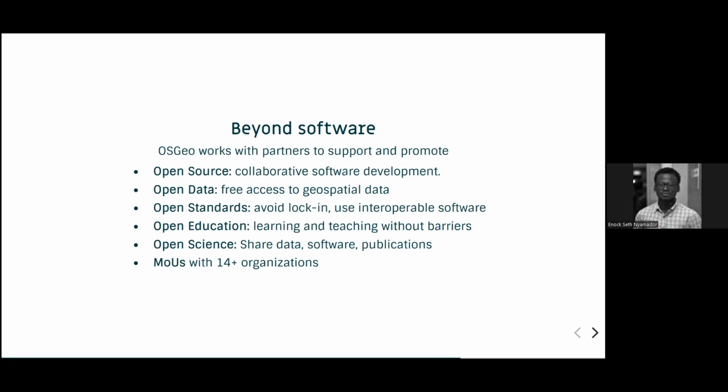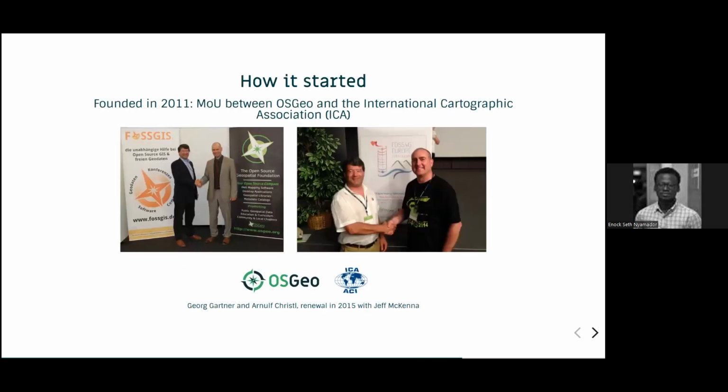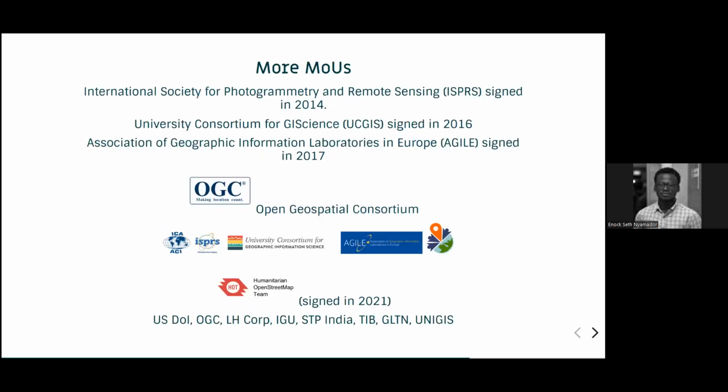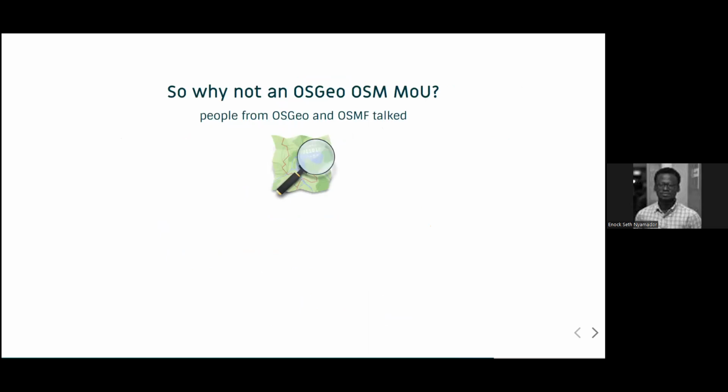And last but not least is what we call MOUs, which allow for partnerships, started in 2011. These are some of the recent ones, where HOT US is part of them from 2021, to work collaboratively and also get inspiration and support from each other at other levels of OSGeo. So if you are already in the OpenStreetMap ecosystem, a big question you might be asking is why are OSGeo and the OpenStreetMap Foundation not signing a memorandum of understanding?